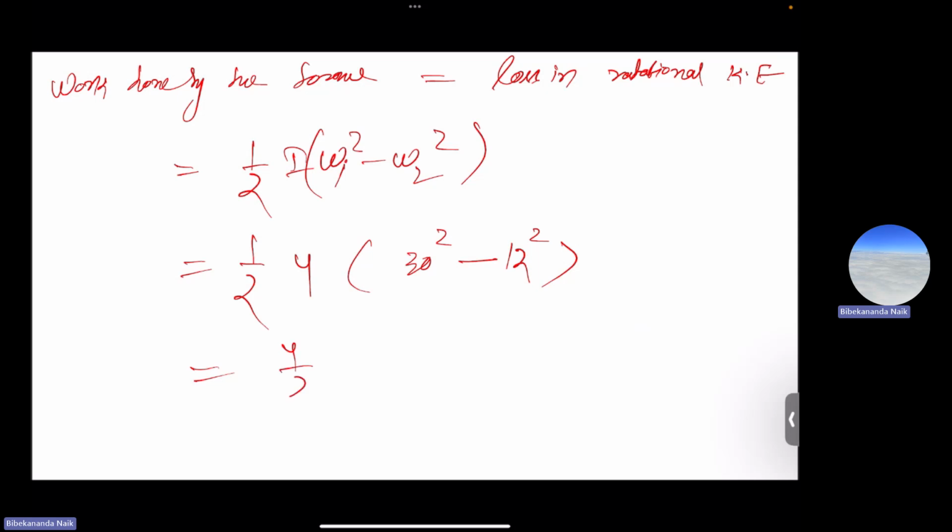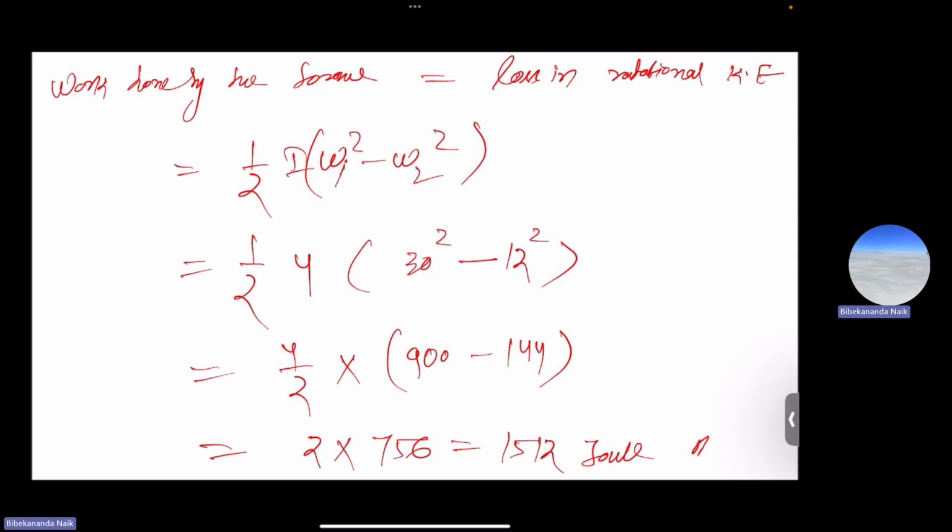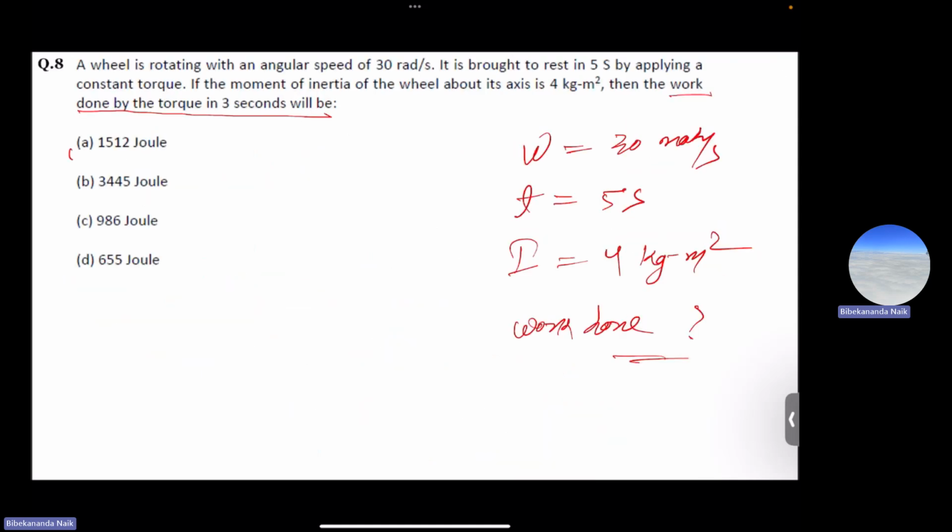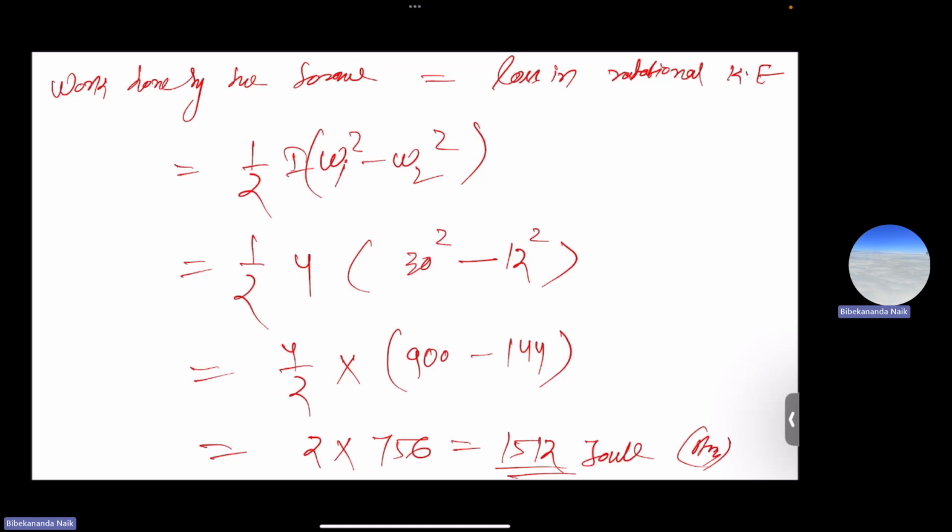So 4 by 2 into 900 minus 144. So it is 2 into 756, which is 1512 joule. So the correct answer is 1512 joule. I hope this is clear to everyone.